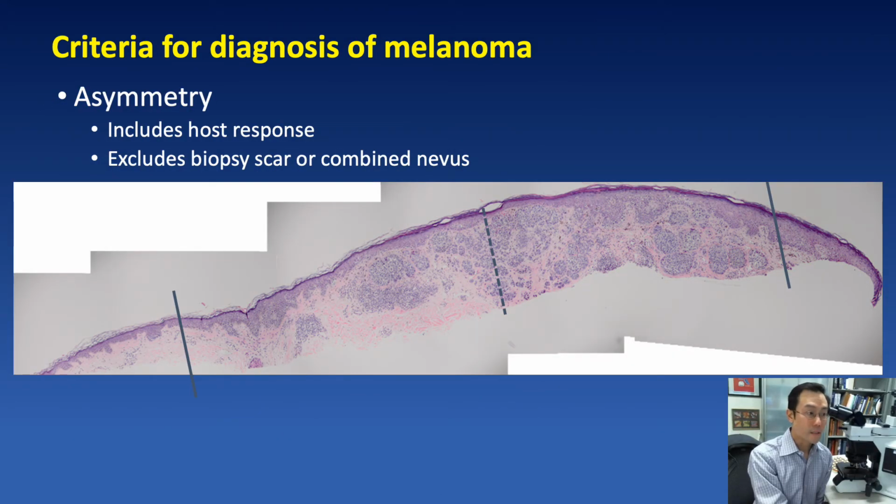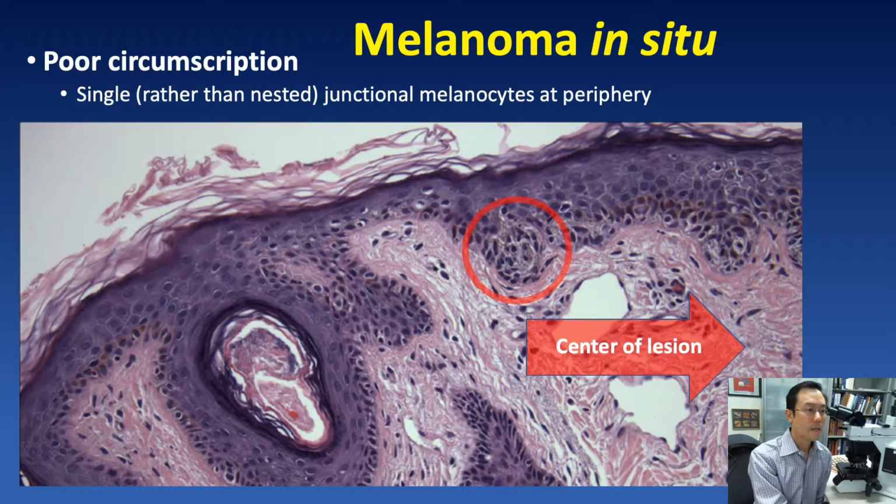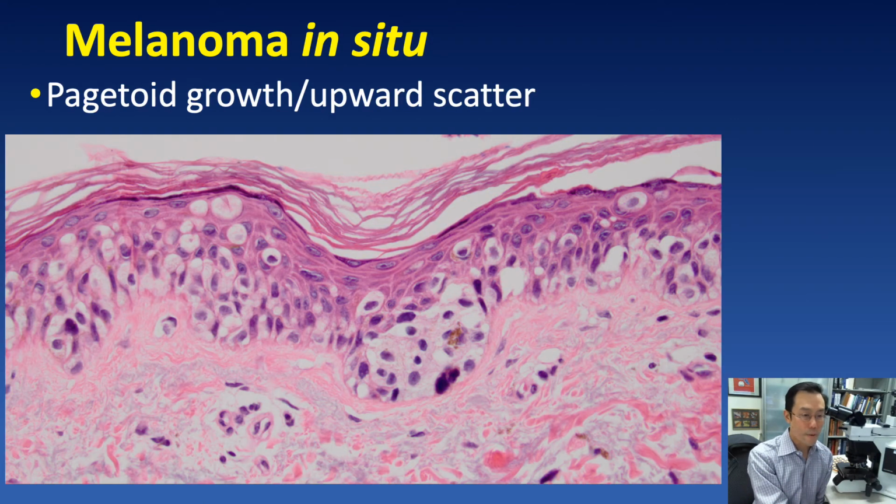Asymmetry, which includes the host response, can be assessed by drawing an imaginary line through the middle of the lesion and seeing if it looks the same on both sides or different. Poor circumscription is characterized by extension as single rather than nested melanocytes at the junctional periphery, kind of like this.